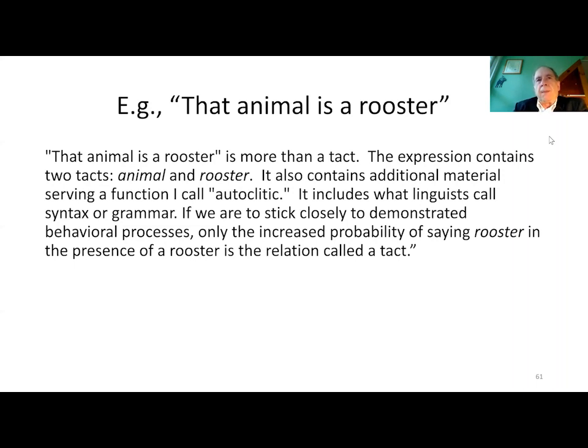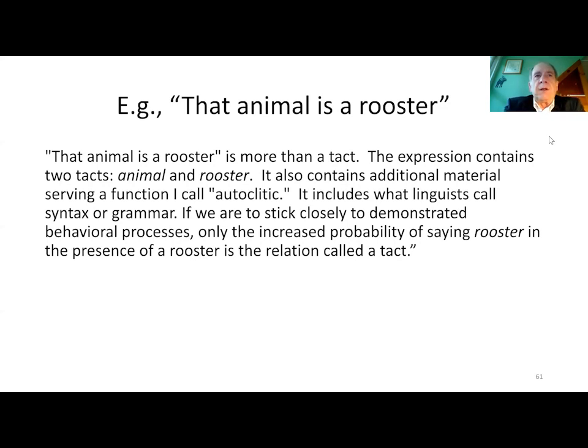So I want to guard against the tendency to look for simple explanations. That animal is a rooster. We might say, well, that's a tact, but it's not a tact. It's more than a tact. The tact relationship is the control by a stimulus over a verbal form, animal in the presence of an animal, rooster in the presence of rooster. But all the additional stuff in verbal behavior has to be explained as well. And it's not sufficient to call it simply a tact.